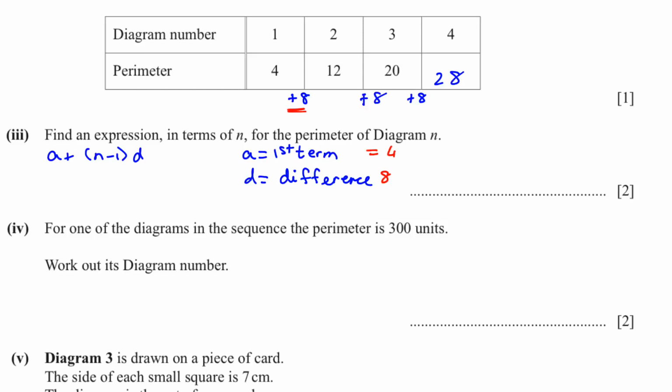We'll just replace it in the equation. So 4 plus n minus 1, 8 will give us, expand the bracket, 8n minus 8, and when you simplify it, you will get 8n minus 4.